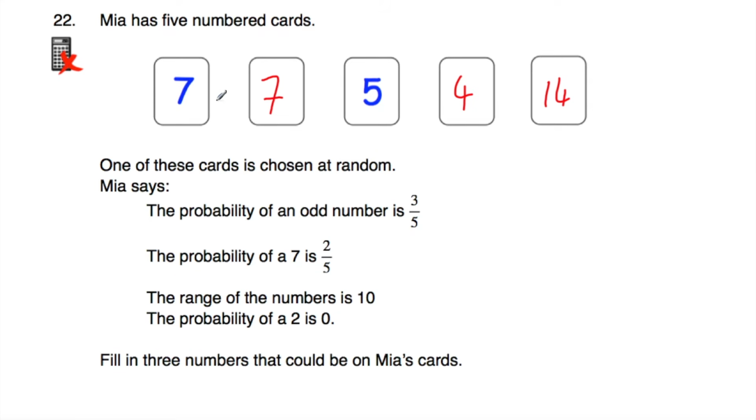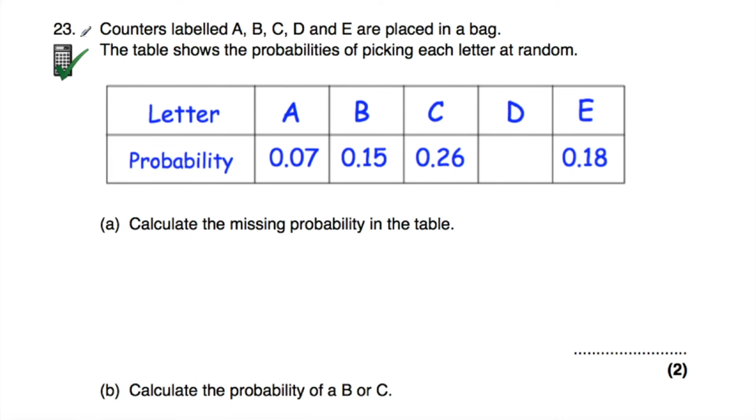And we've got the probability of getting an odd number is 3/5. Yep. We know the probability of getting a 7 is 2/5. Yep. And the probability of a 2 is 0. Yep. So there are 3 cards that could be on Mia's cards, a 7, a 4, and a 14, as well as the 5 and 7 she already had. Okay, let's look at our next question, question number 23. So question number 23, it's a calculator question, and we're told the counters are labelled A, B, C, D, and E, and they're placed in a bag.